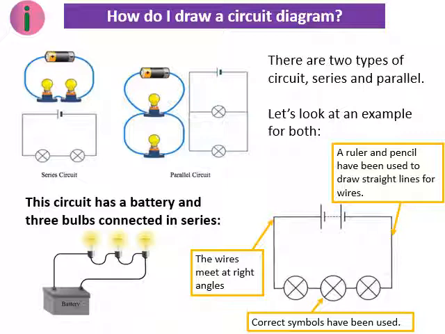Okay, so the next part of the lesson is about drawing circuit diagrams. There's two types of circuits that we can draw, series and parallel. Series circuits are one loop, and this is the example that I've given you on this page. This is a series circuit with 3 bulbs and a battery. I've used the correct symbols: the symbol for battery and the correct symbol for bulb. I've also drawn the wires so they meet at right angles, so it's a nice rectangle shape. And I've also used a ruler and a pencil.